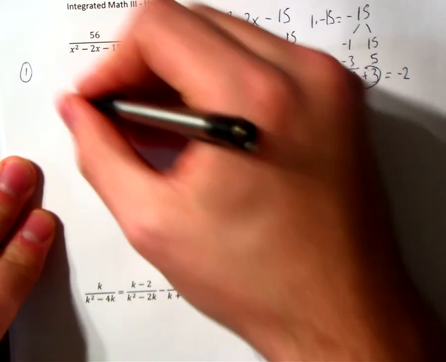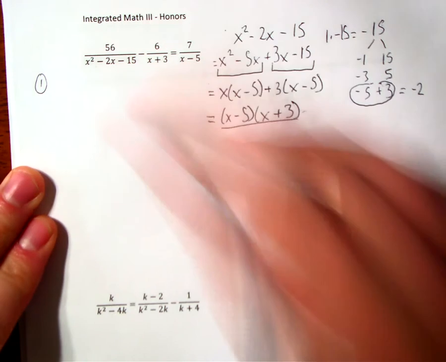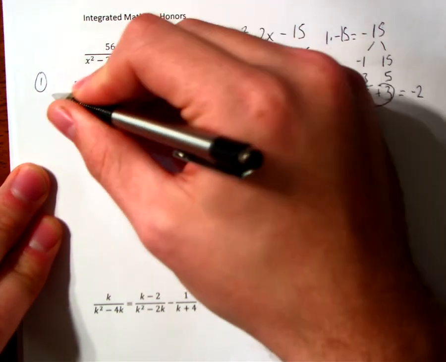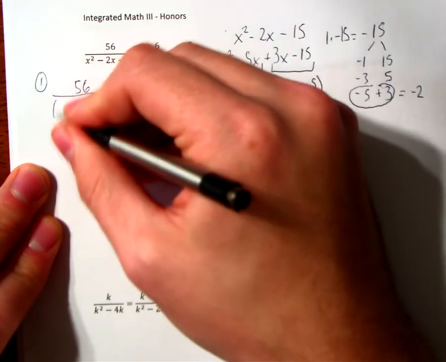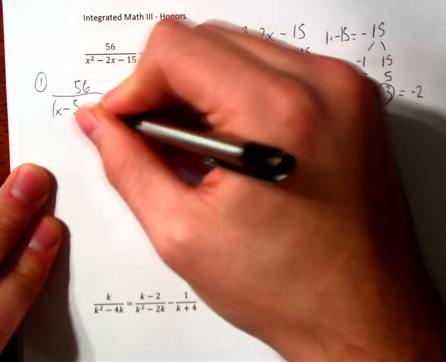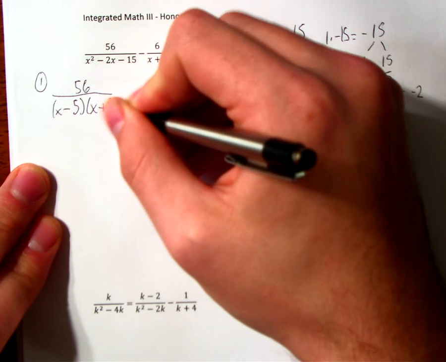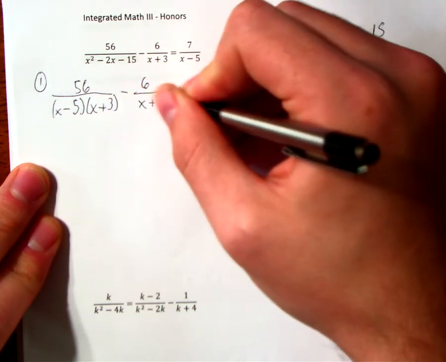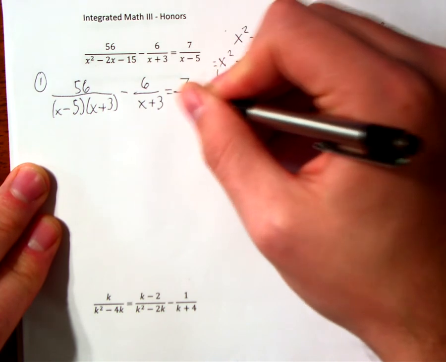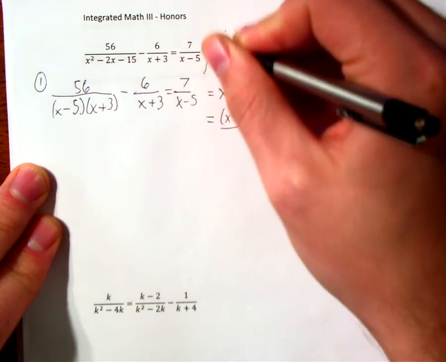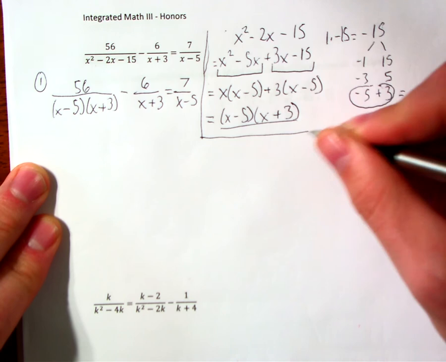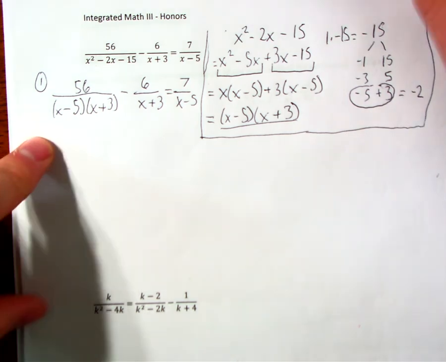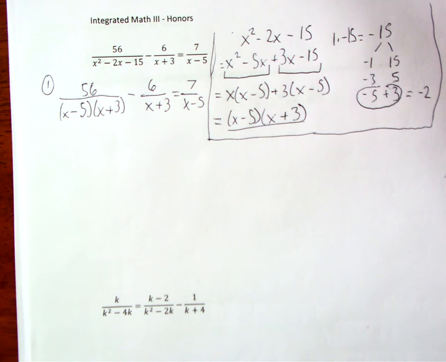So let's rewrite this rational equation, with the first denominator shown factored. So 56 over, now instead of the standard form, I've got x minus 5 times x plus 3, minus 6 over x plus 3 is equal to 7 over x minus 5. Let me just separate that out from the factoring that I was doing there. So there's my factored rational equation.